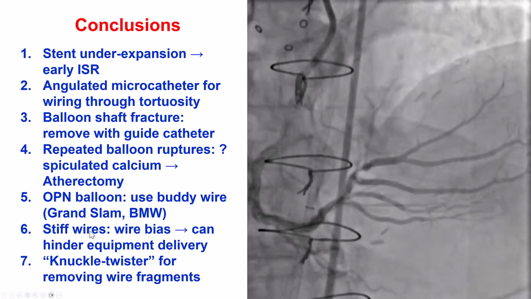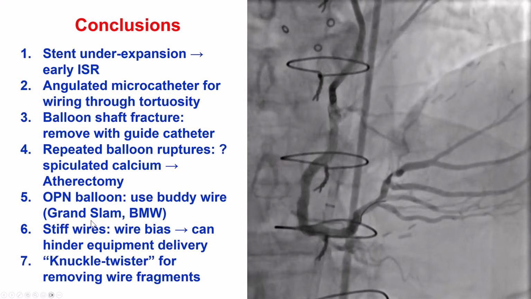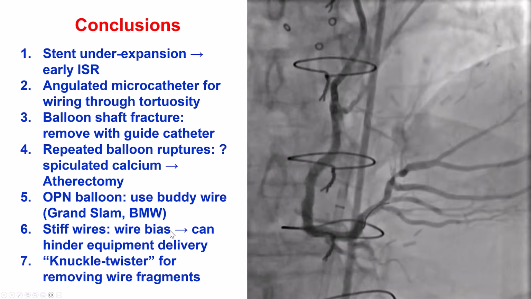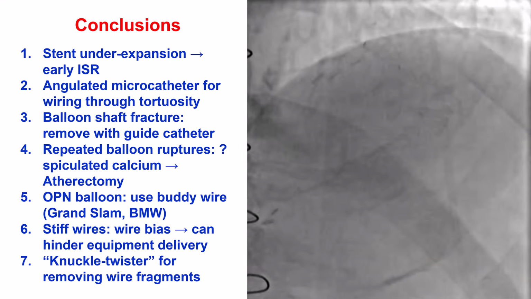Beware of placing stiff body wires in the tortuous vessel because they can cause pseudo lesions, straighten the vessel, and potentially hinder delivery. And sometimes softer wires may work better in this vessel.